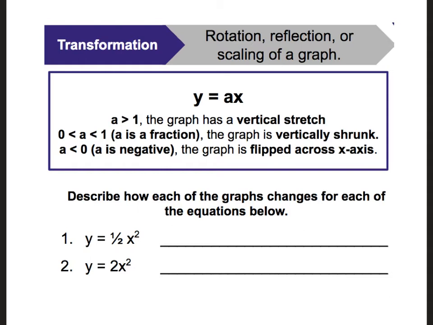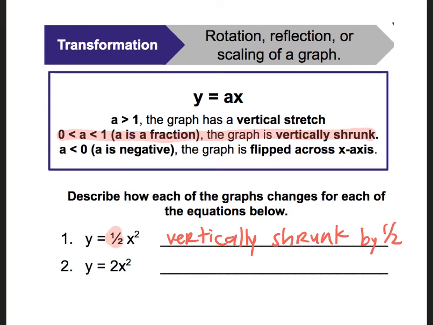Alright, we already talked about our 3 ways things change, so we're going to look at our graphs. Describe how each of the graphs changes for each of the equations below. So for my first one, we have y equals 1/2 x squared. 1/2 is out front, it's a fraction, so that means my graph is going to be vertically shrunk. So we're going to say vertically shrunk. And then if you want, you can add by 1/2. You don't have to.